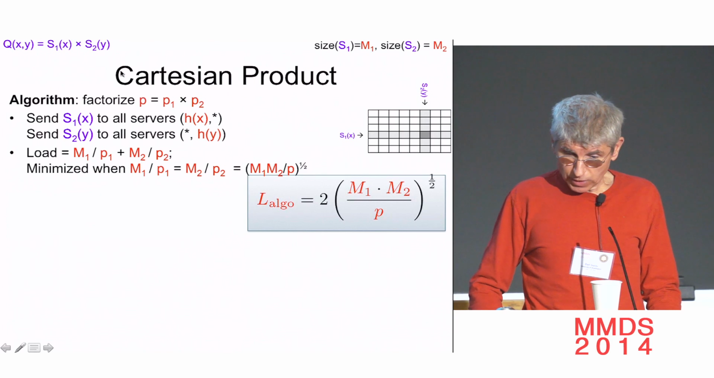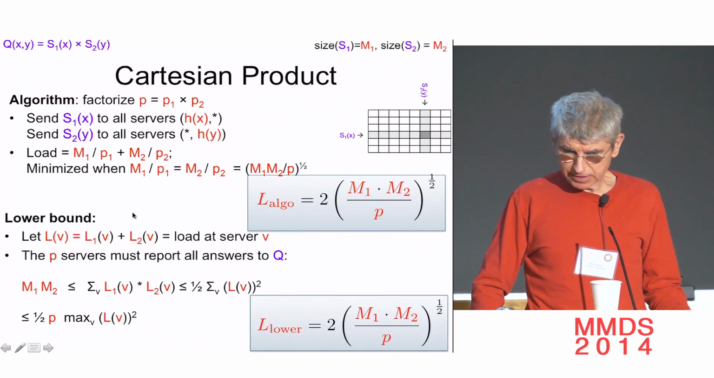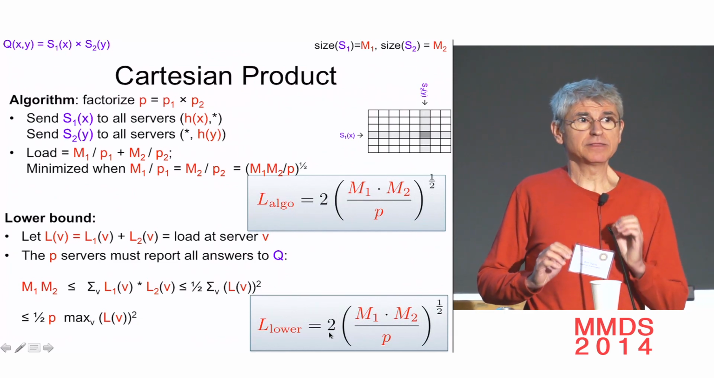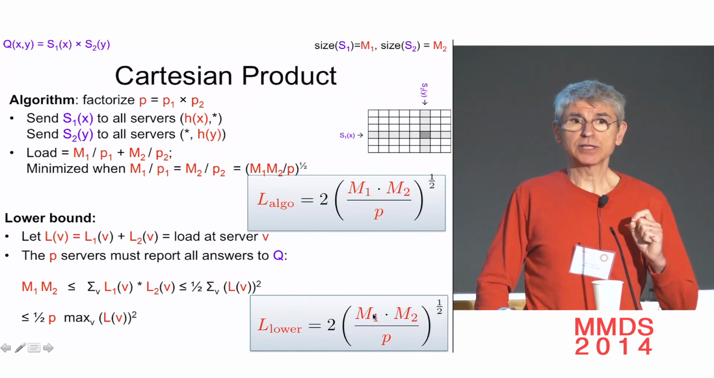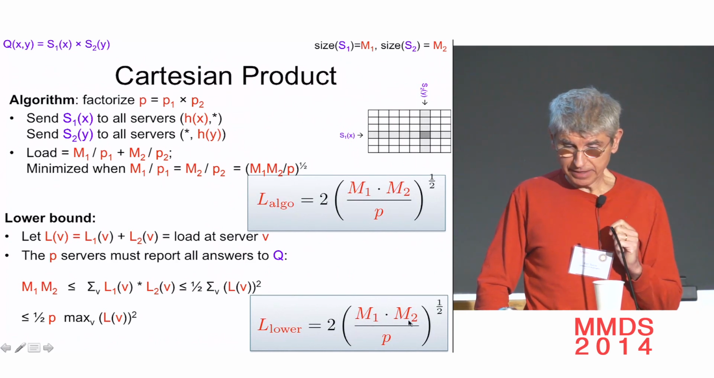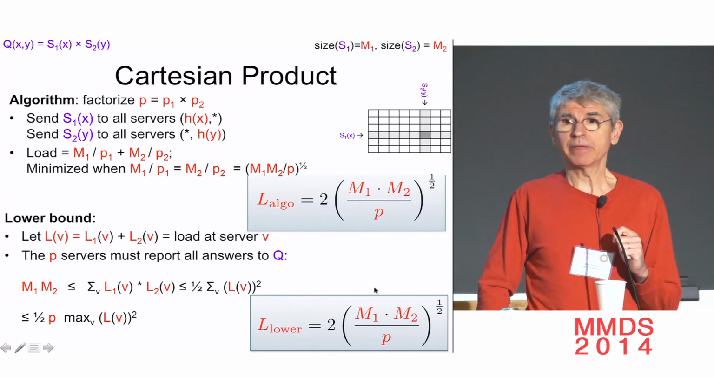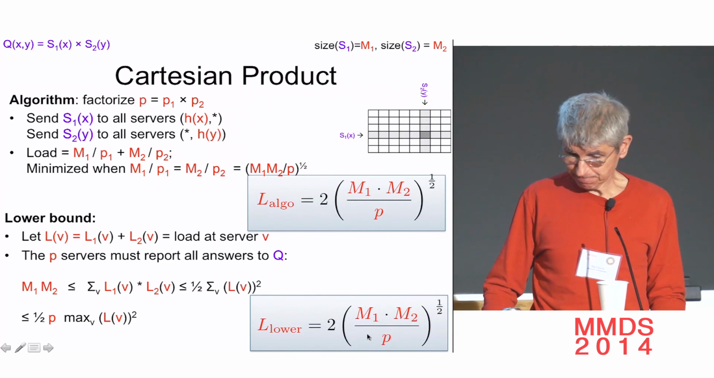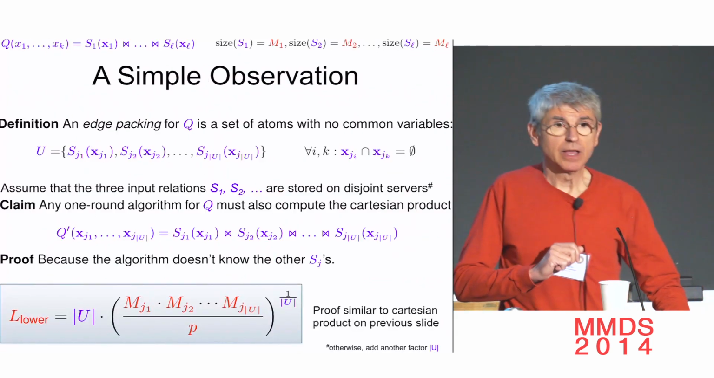I have a short proof here, but it's easy for you to derive it. You can convince yourself that this is a lower bound. If M1 and M2 are the sizes of the two relations, then you must communicate so many bits. Every server must receive so many bits in order to compute the Cartesian product. Good. So here is now the really cool idea.